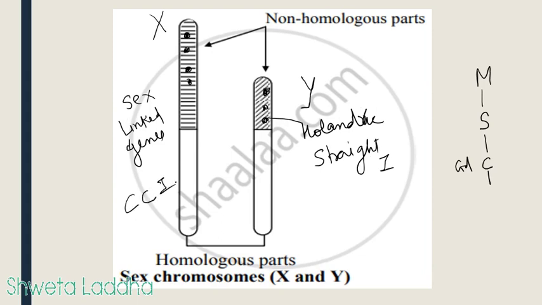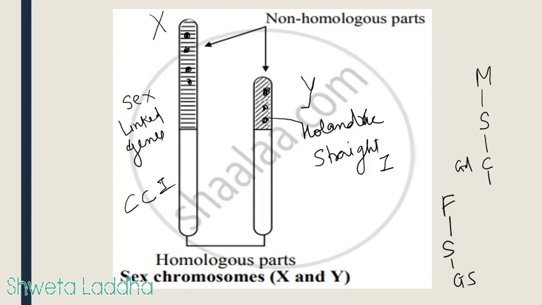An example of Holandric genes is hypertrichosis, having hairs on the earlobes. If a father has hair on the earlobe, his son will also 100% have hair on his earlobe. Again, the grandson will have hair on the earlobe. So it shows straight inheritance.